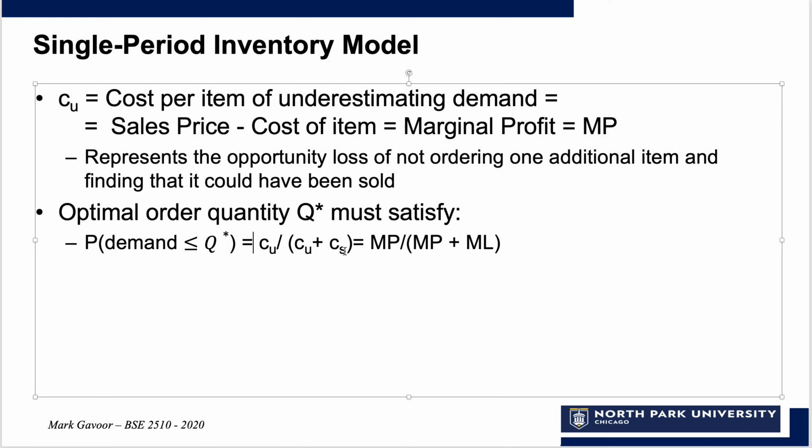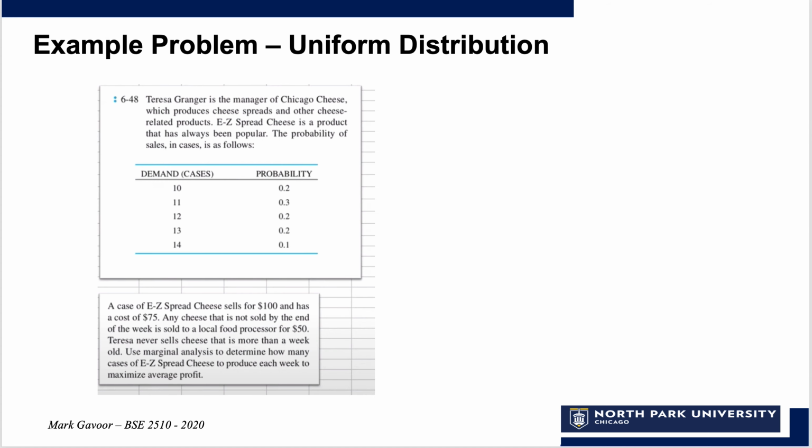CU divided by CU plus S, but let's think of it this way. I think it's better. Marginal profit, in other words, the sales price minus the cost of the item, divided by the sum of marginal profit plus marginal loss. Because really, I'm looking at that probability. Marginal profit divided by that sum gives me a probability, and I want to find out where my cumulative probability is less than or equal to, in such a sense that I can pick that as my demand. So let's look at a problem.